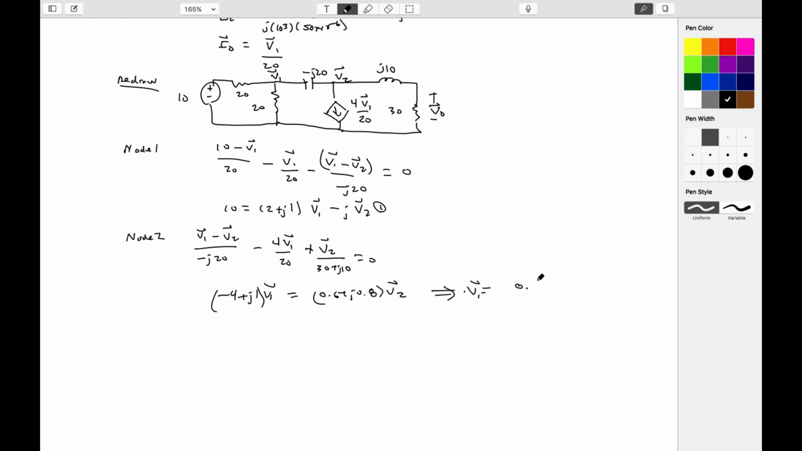Or in other words, V1 is equal to 0.6 plus j0.8 over minus 4 plus j1 V2, which we will sub into equation 1.